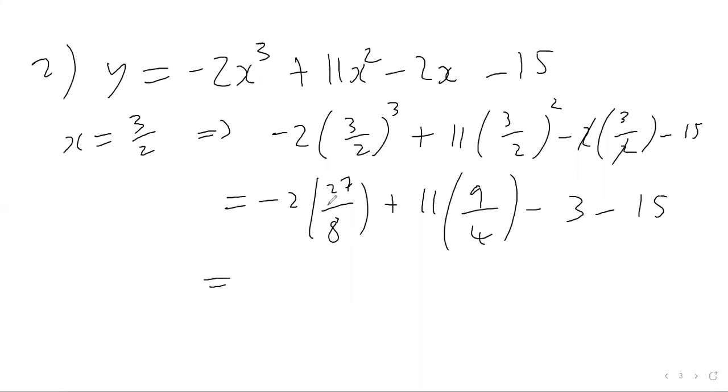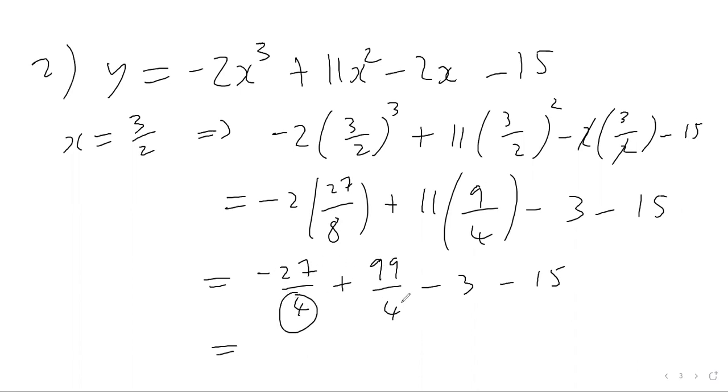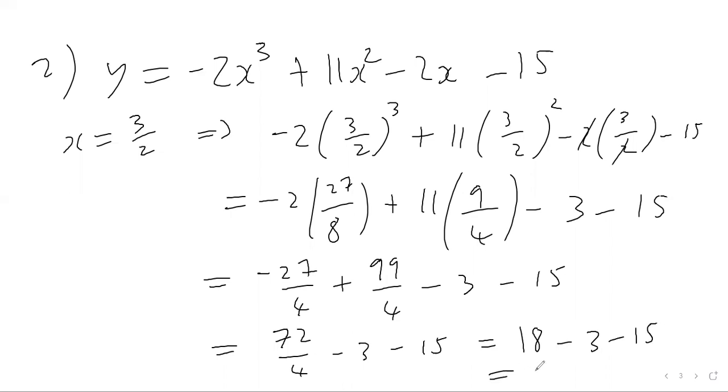Okay, so we get minus 2 times 27 over 8. Well, this is actually just going to be minus 27 over 4 because 8 divided by 2 is 4. And then plus, 11 times 9 is 99 over 4. Subtract 3, subtract 15. And then we've got a common denominator there, so we can just combine these fractions. 99 take away 27, that's going to give us 72. So we get 72 divided by 4, subtract 3, subtract 15. Now 72 divided by 4 should be 18. So 18 take away 3, take away 15. Well, that's going to give us 0.